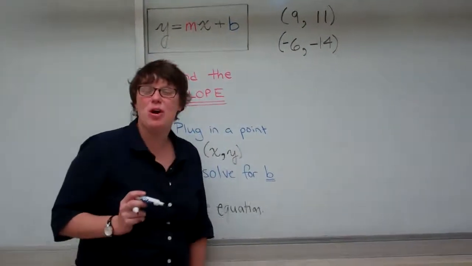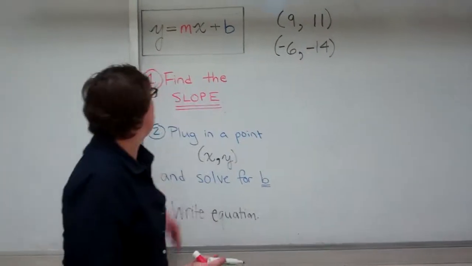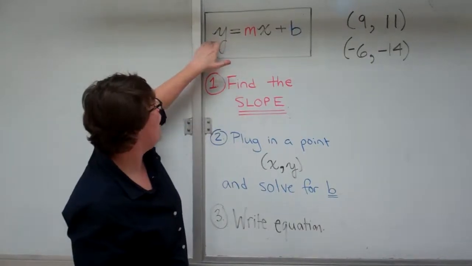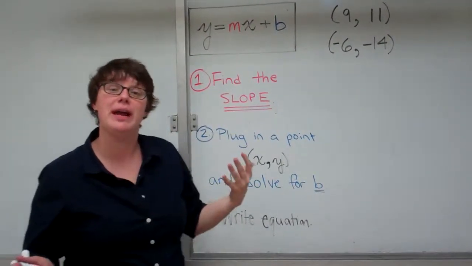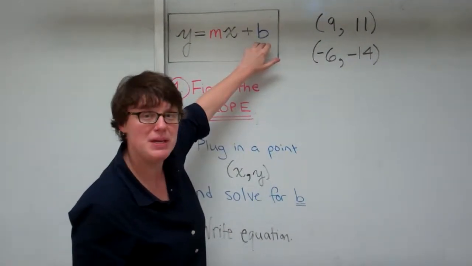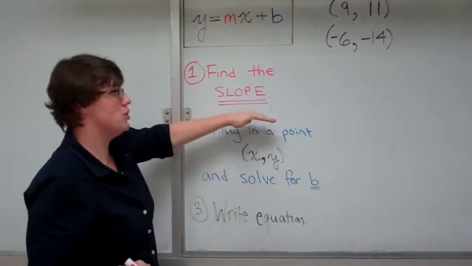Okay, let's say we want to find the equation of a line that connects 2 points. We know that generally speaking, we can write the equation of the line as y equals mx plus b. In terms of figuring out the equation of the line, we need to figure out what m is, and we need to figure out what b is.